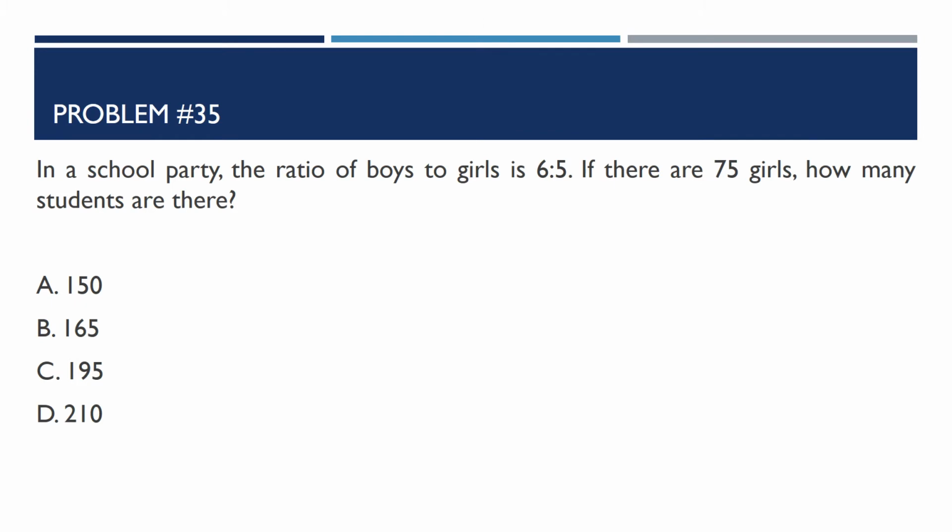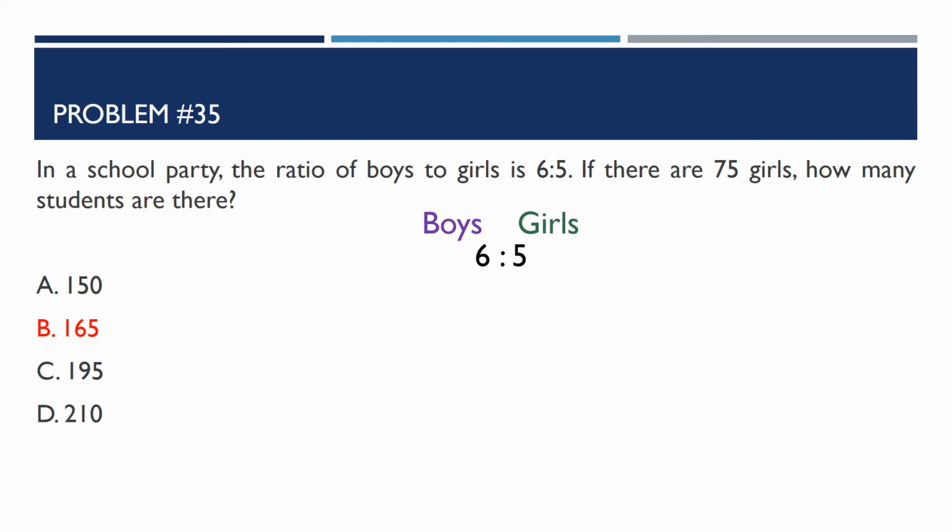Let's have number 35. In a school party, the ratio of boys to girls is 6:5. If there are 75 girls, how many students are there? So let's solve this. The answer for this problem is 165. Now, how to get this answer? Now, the given is it's 6:5, where 6 is for the boys and 5 is for the girls.